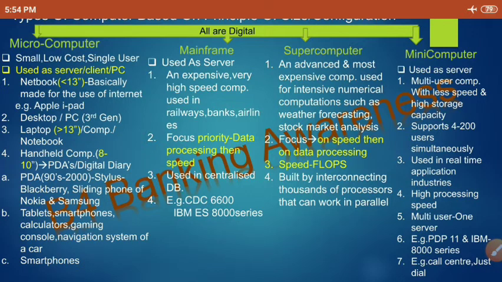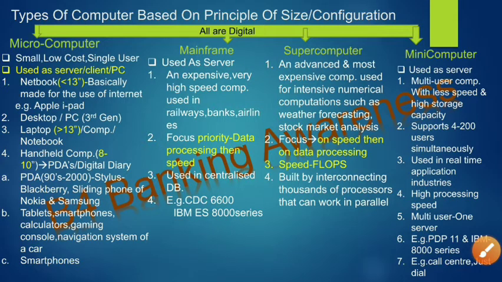They are high processing speed computers. They are multi-user or one server computers. For example, PDP-11 and IBM 8000 series is an example of mini computer. For example, call center and Just Dial are the examples of mini computers. It is a very important chart and you have to remember it time to time.